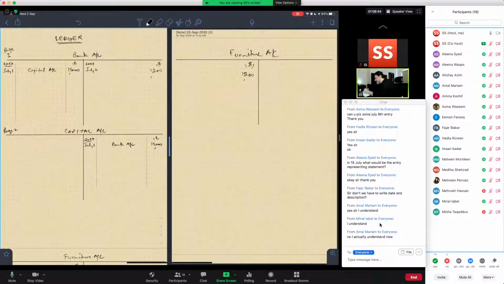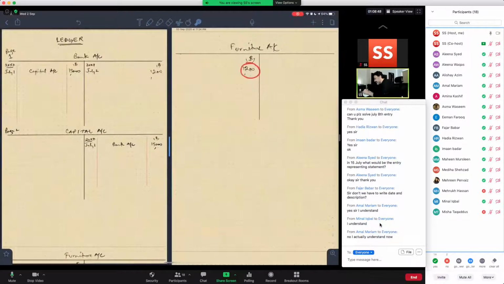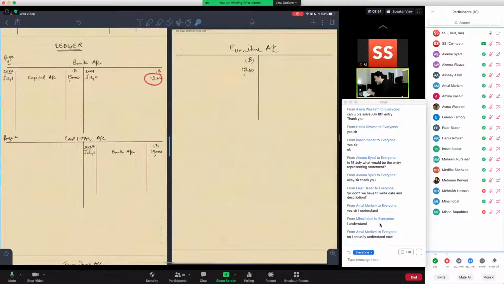So when you put the amount on the debit side of the furniture account here, then the furniture account is said to have been debited. And then the same $1,200 placed here in the bank account, then the bank account is credited, right?